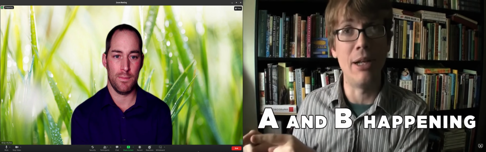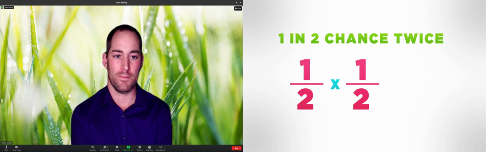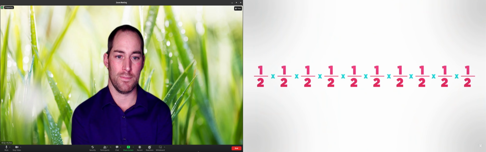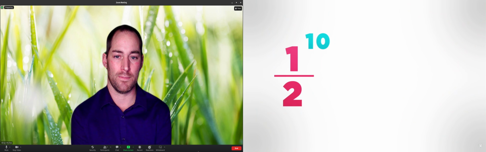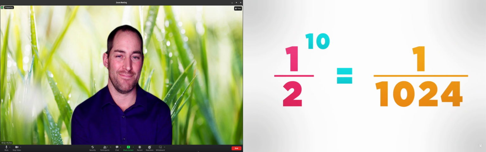But what if we're curious what will happen when we flip 2 coins? Then we're talking about the probability of A and B happening. Very simply, we have a 1 in 2 chance twice. And that is 1/2 times 1/2, and assuming you know how to multiply fractions, that is 1/4. A 1 in 4 chance that you will get heads and then heads. But then, if we're doing it 10 times, we have 1/2 times itself 10 times, which we can write as 1/2 to the 10th power, which my calculator tells me is 1 over 1024. This is how I could pretend to be so smart before.